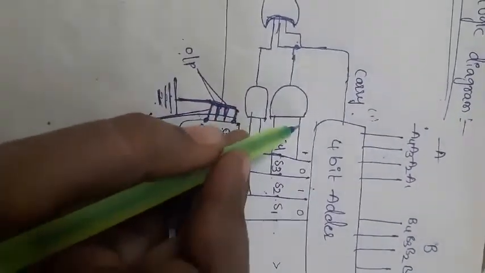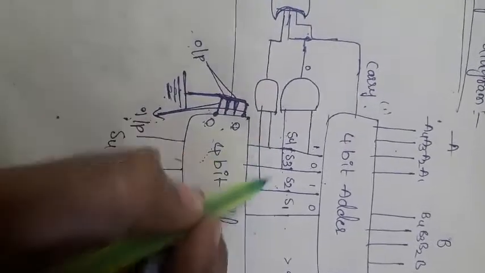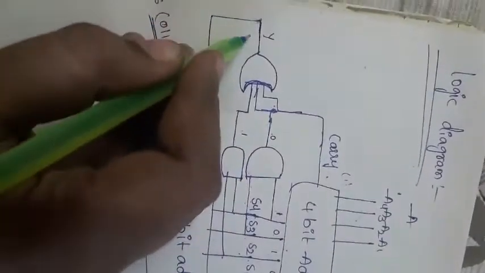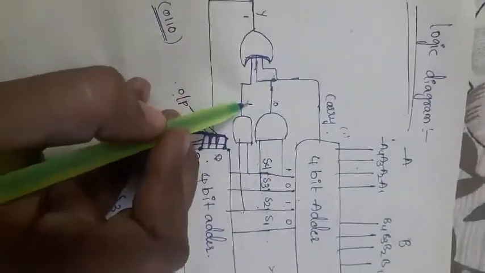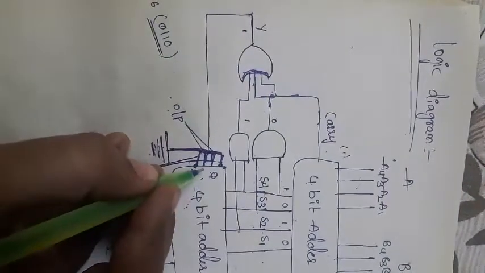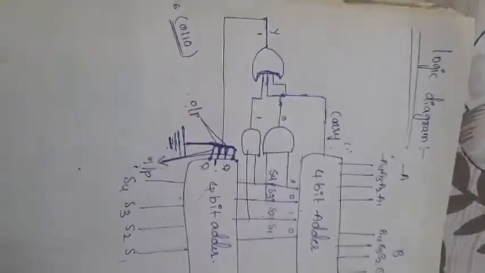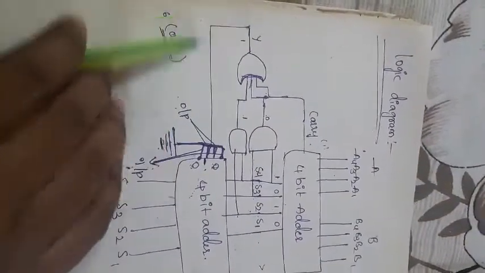Now finding this logic output. The AND gate is connected to S4 and S3, so 1 into 0 is 0. Next, this one is connected with S4 and this with S2, so 1 into 1 is 1. So 1 plus 0 directly gives 1. So the output Y is equal to 1, and the output is represented here.